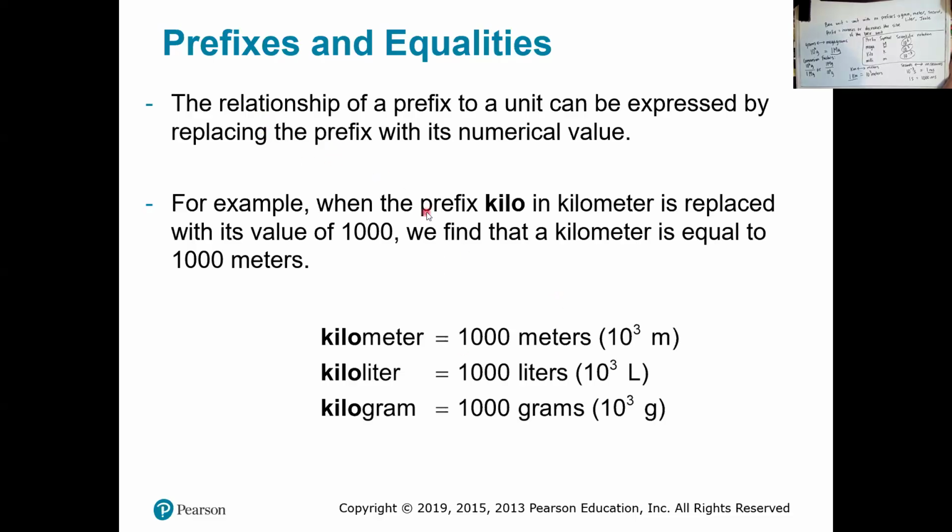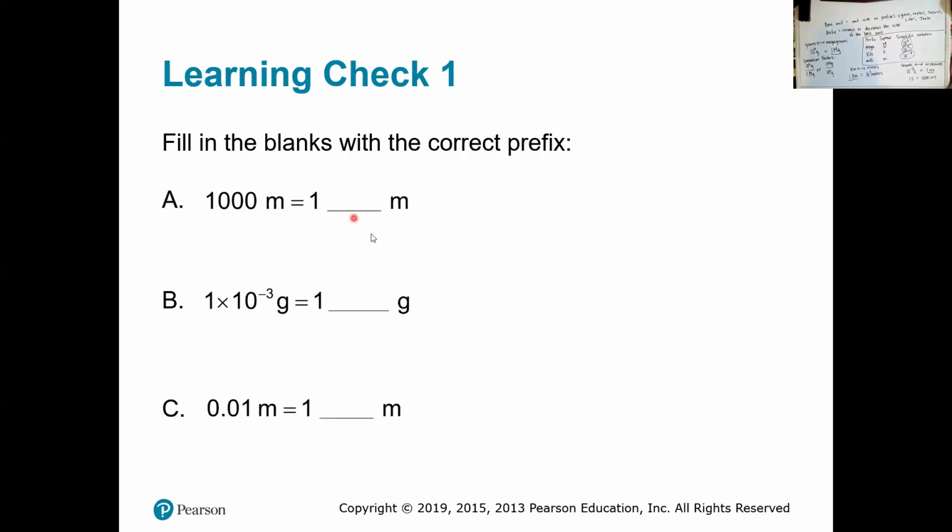All right, so the relationship of a prefix to a unit can be expressed by replacing the prefix with its numerical value. What that means is that you can take a measurement and say that the distance that I traveled was 1,000 meters, or you can say the distance I traveled is 1 kilometer. Both of those express the same distance. So that's the purpose of using these prefixes. One thing we want to be able to do is figure out how our base units and our prefixes are related to each other.